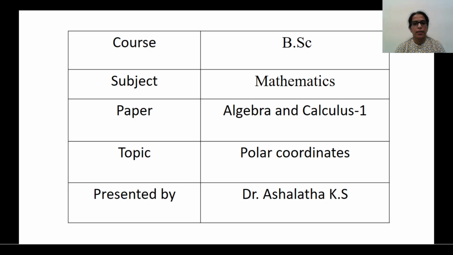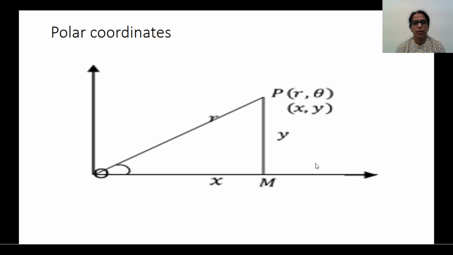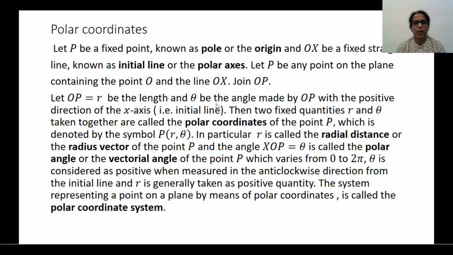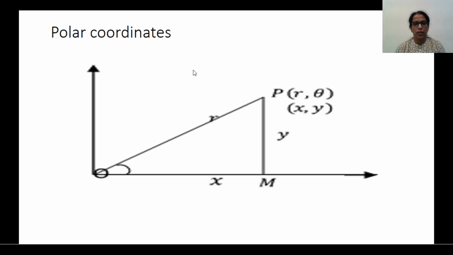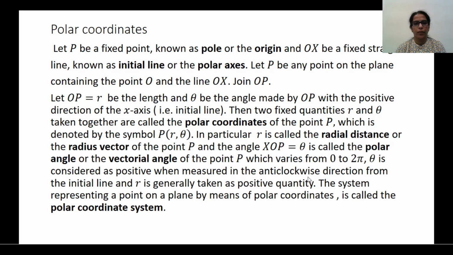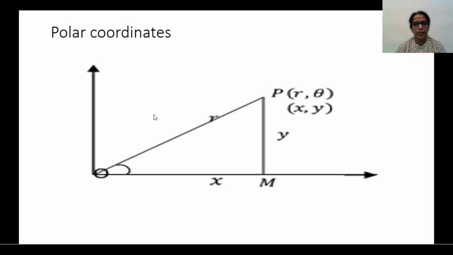Now we shall discuss polar coordinates. Let O be a fixed point known as the pole. This is known as the pole. Let OX be the fixed straight line known as the initial line or polar axis. This is known as the initial line or polar axis.